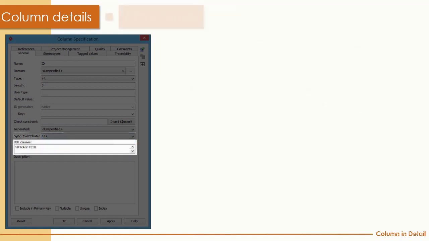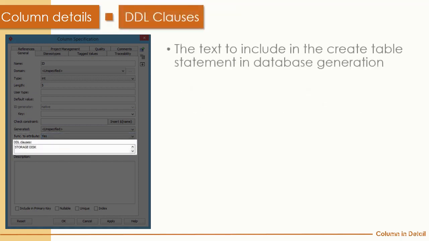And then you see the DDL clause. The DDL clause is a text that you can append to the end of the create table statement. So if you have something very database specific that we don't support in the above properties, then you can append the text, say something like special constraints that are only supported in your database, and insert it here.